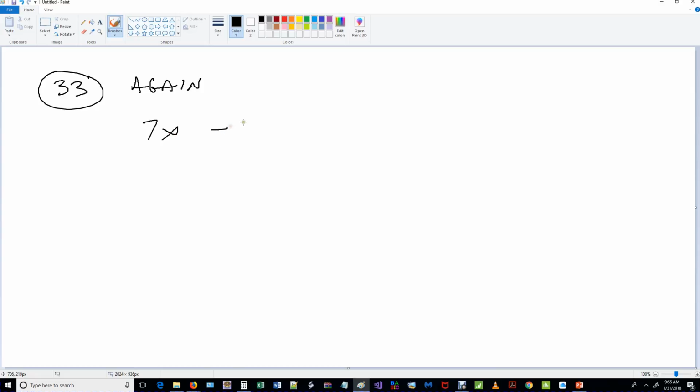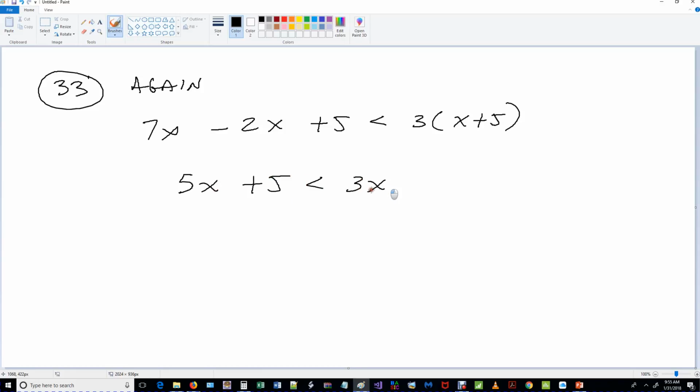7x minus 2x plus 5 less than 3 times x plus 5. So 7x minus 2x is 5x plus 5 less than 3x plus 15. Now let's say that I want to do it the other way around, right? So instead of subtracting 3x, I subtract 5x. That's perfectly okay. Subtract 5x.